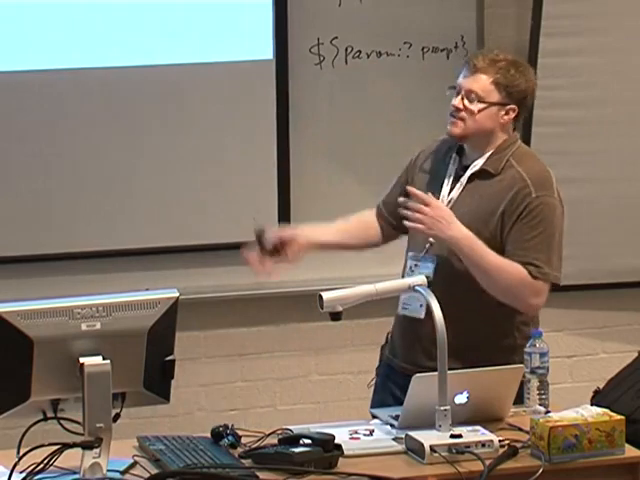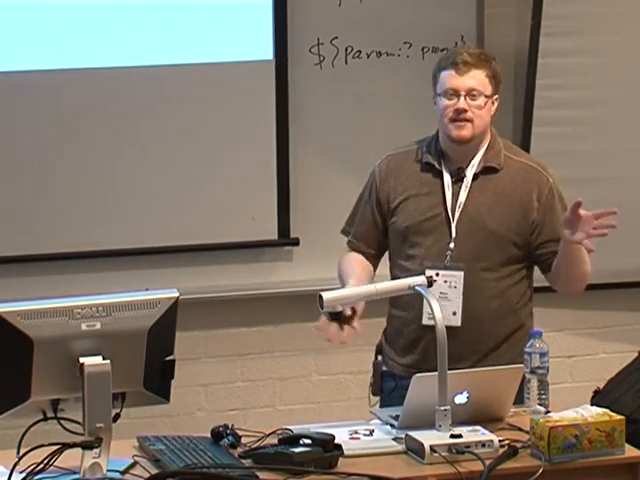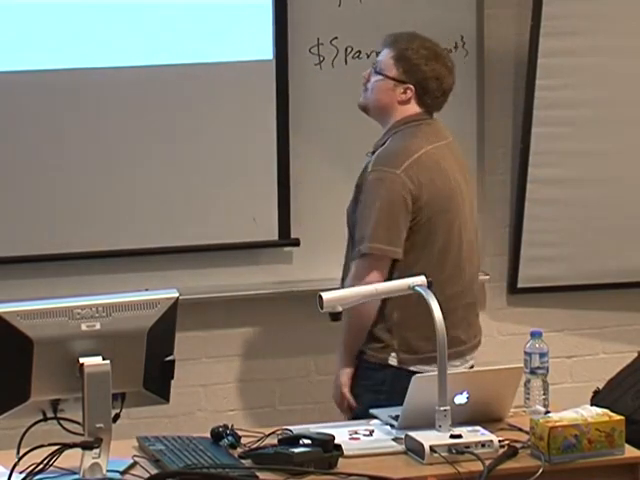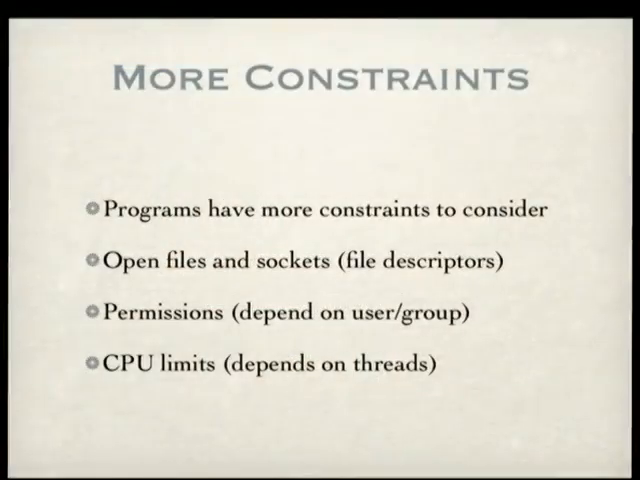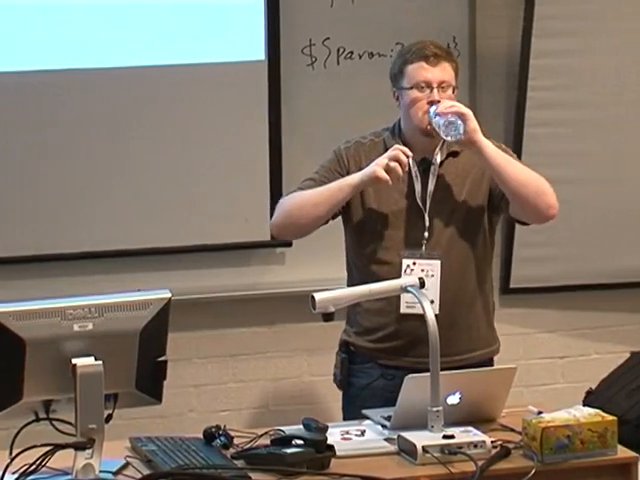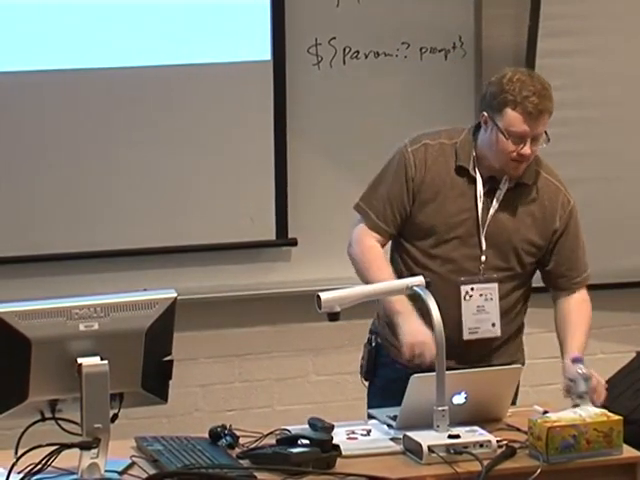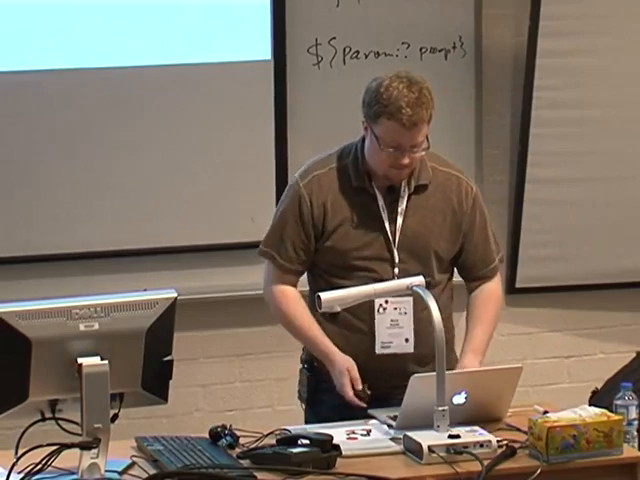Software has certain resources and inputs and makes outputs. It is a lot like servers, it's just software. There are more constraints though, more things to think about when you're talking about running software. He mentioned ulimits. Talk about open files and sockets, or file descriptors. Permissions, CPU limits, which we talked a bit about, single-threaded versus multi-threaded. There's a lot more to think about when you get into the software world.